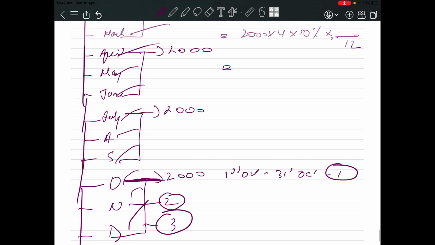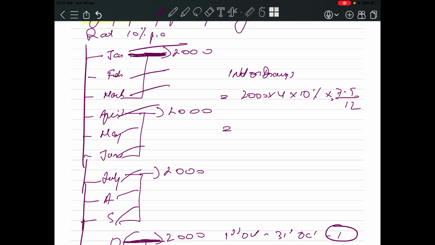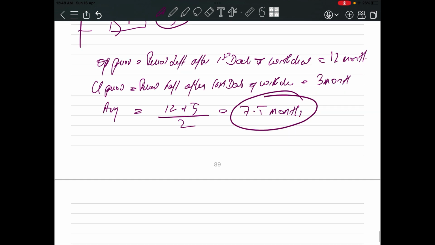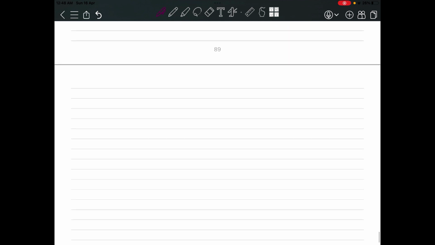Okay, now I can calculate my interest on drawings. 7.5. So what will be the interest on drawing amount? 2000 into 4 into 10% into 7.5 divided by 12. Okay, so the interest amount will be rupees 500. Simple and easy. Now let's move to the case number 5. This is a bit long, okay, but you have to bear with me.